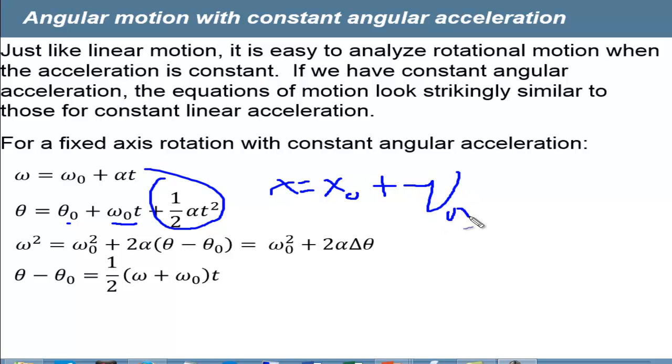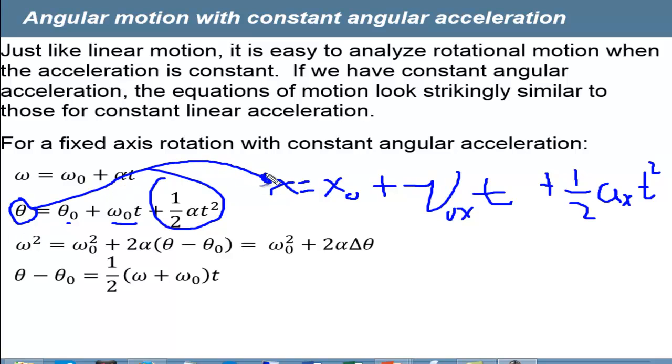That's v naught x, sorry about the horrible writing. v naught x t plus 1/2 a, this would be acceleration in the x direction or y direction, doesn't matter, times the time squared. This is essentially the same equation here, except that theta has replaced x, right?